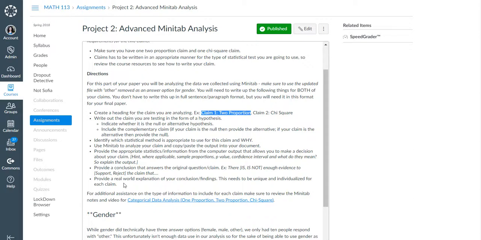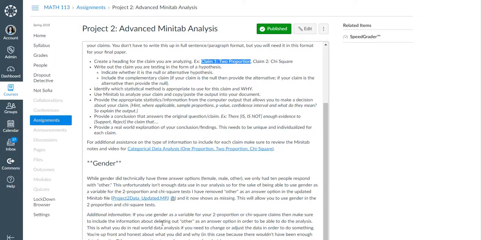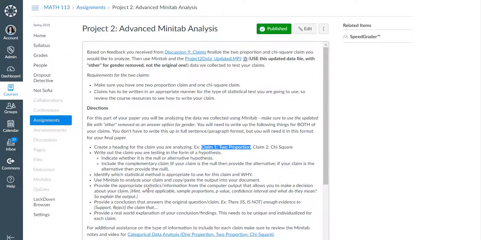Remember, the real world needs to be, like, what does this actually mean? Is there a real difference? So use the actual percentages. Don't say there was a statistical significance, don't talk about support or reject. You can say that there was a significant difference and then give the percentages, or there wasn't a significant difference and give the percentages, but real world. And then here's more explanation for the gender there.